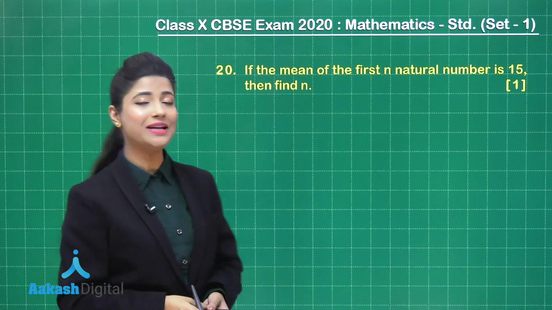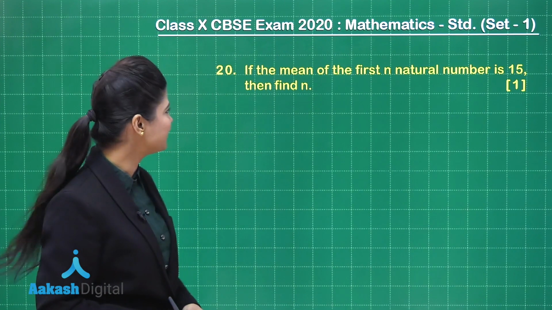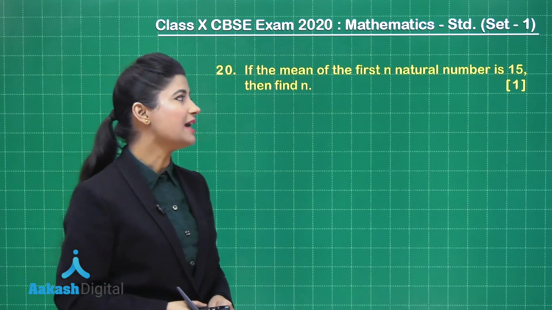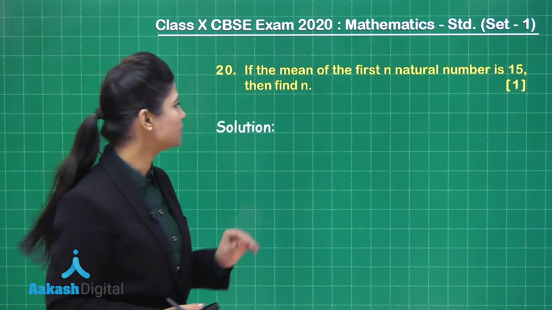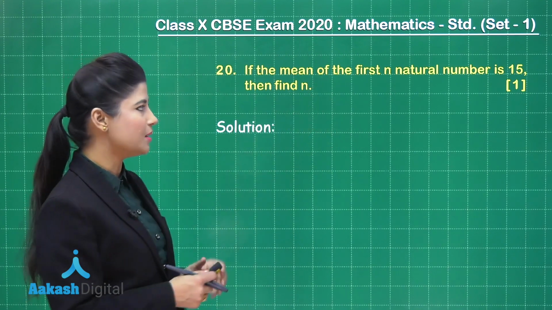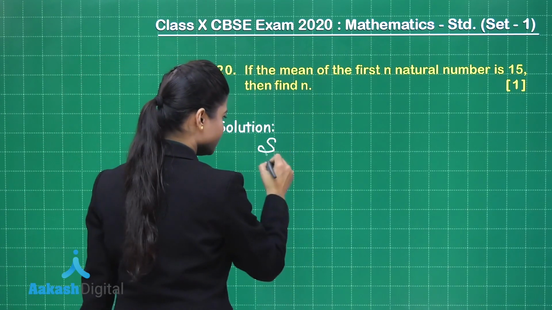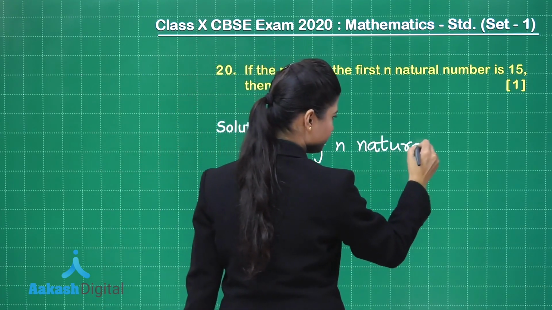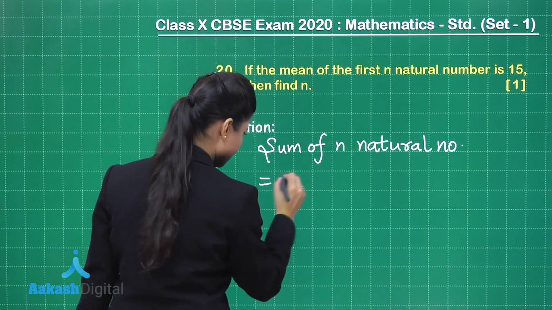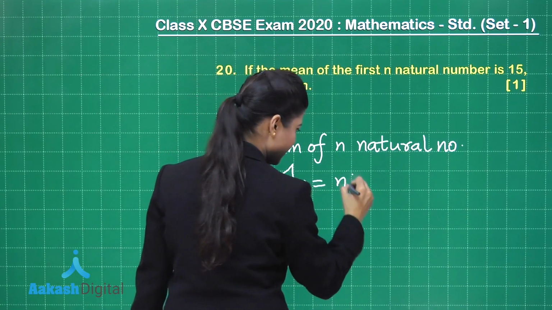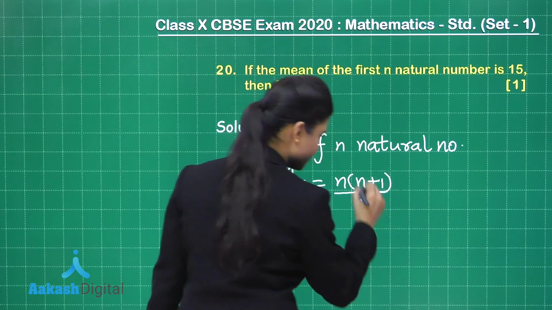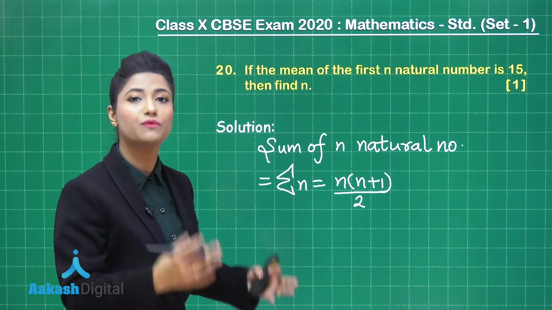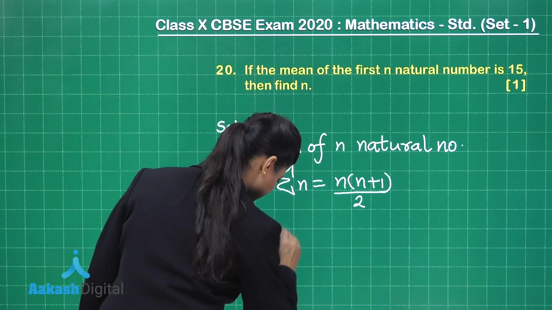Here I have question number 20 related to the chapter of statistics. It states, if the mean of the first n natural numbers is 15, then find n. So here in this question we are talking about n natural numbers, and you are well aware that the formula to obtain sum of n natural numbers is given by sigma n, that is n into n plus 1 by 2. So this is the formula to obtain sum, and mean is equal to sum of all numbers upon number of all numbers.